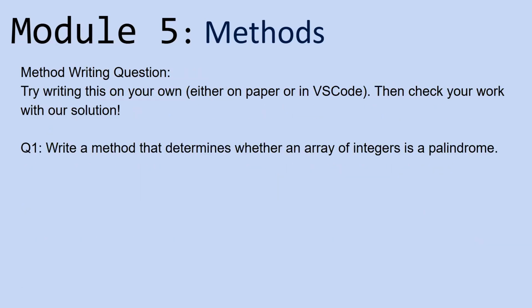All right, then just a general method writing question. Try writing this on your own, either on paper or in VS Code, and then check your work with our solution. So, question 1, write a method that determines whether an array of integers is a palindrome.